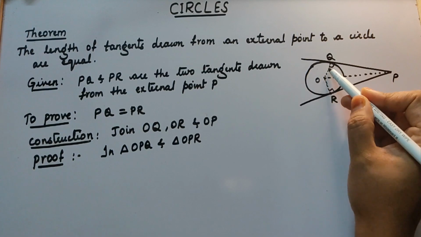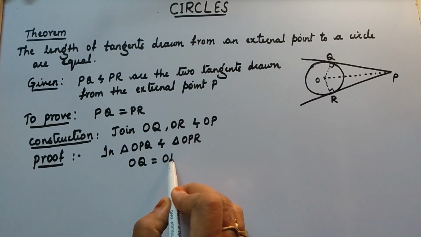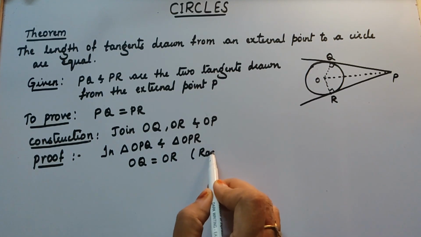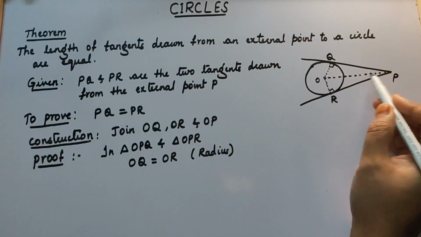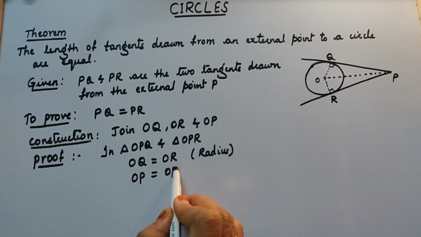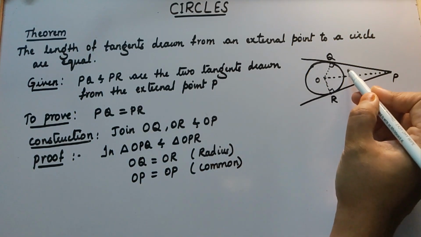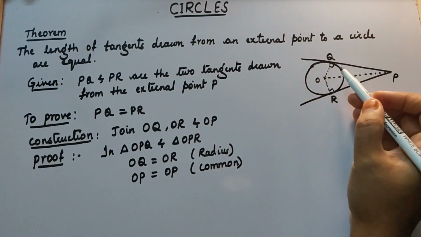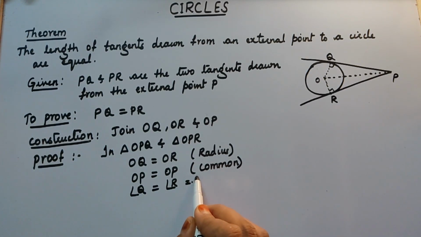Now I can say that OQ is equal to OR. What is this? This is a radius. Students, now OP is common to these two triangles. OP is equal to OP. It is a common line to both these triangles. Now here you can see I can say angle Q is equal to angle R, which is equal to 90 degrees.